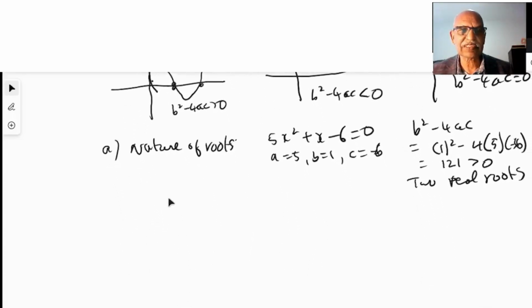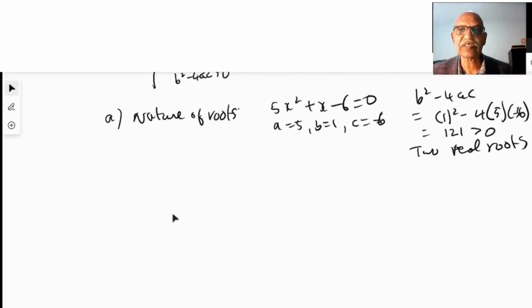This is the nature of roots. They are not the zeros. They are not the solution. They are not the x-intercepts. To find the x-intercepts, I have to use the quadratic formula.